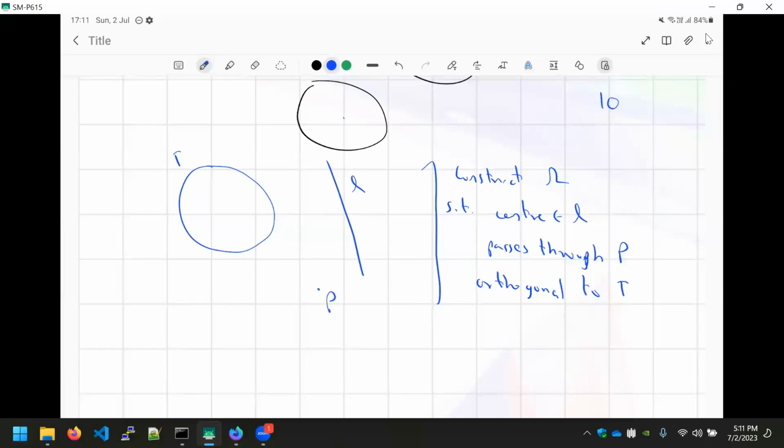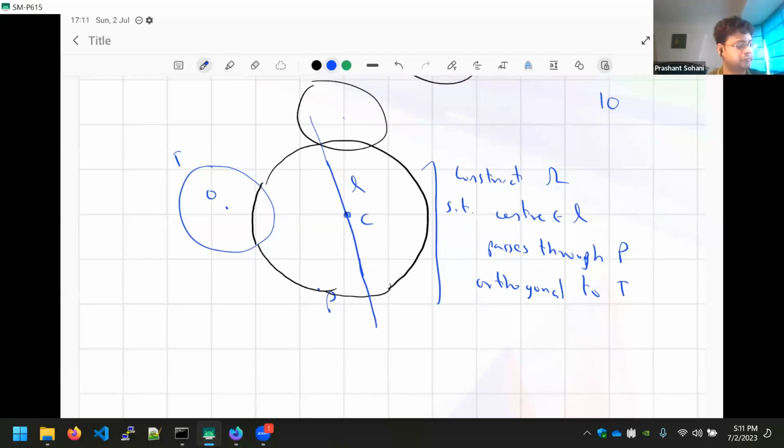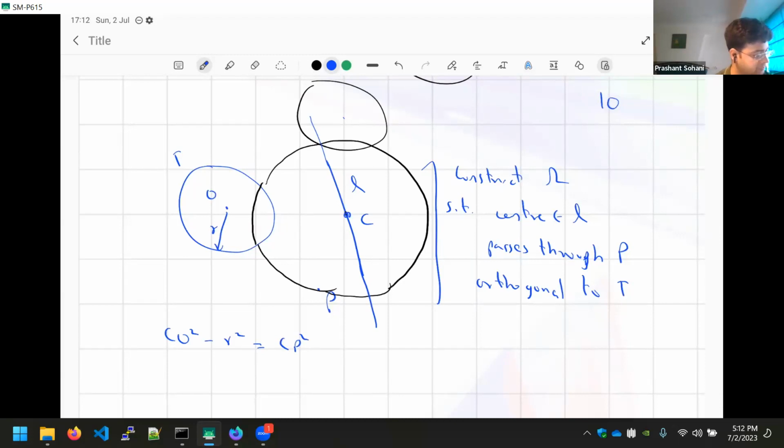Sir, can I tell? Yes, Nandini. Can you name the center of the given circle? Yes, and let's construct the required circle in the auxiliary figure. So we want the circle which is passing through P, maybe with its center somewhere over here. Suppose this is the desired circle, and let its center be C. Yes, so we know that CO square minus R square is equal to CP square. Here R is the radius of the given circle. So CO square minus R square is equal to CP square, correct? So we can write R in terms of CO square and CP square.